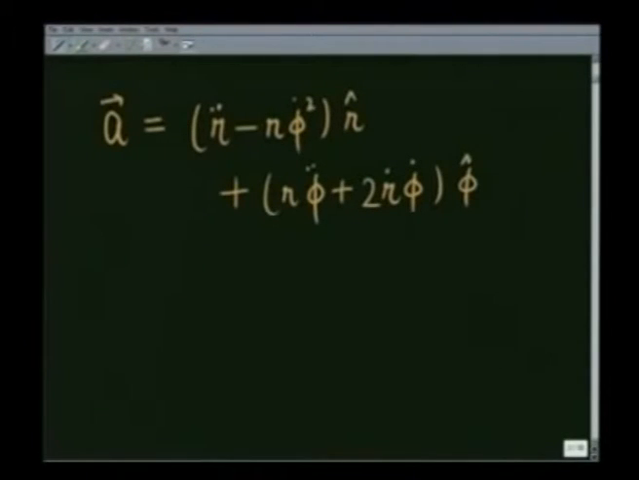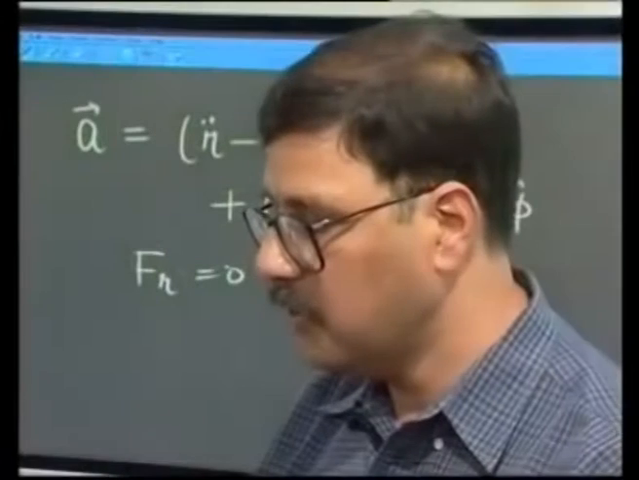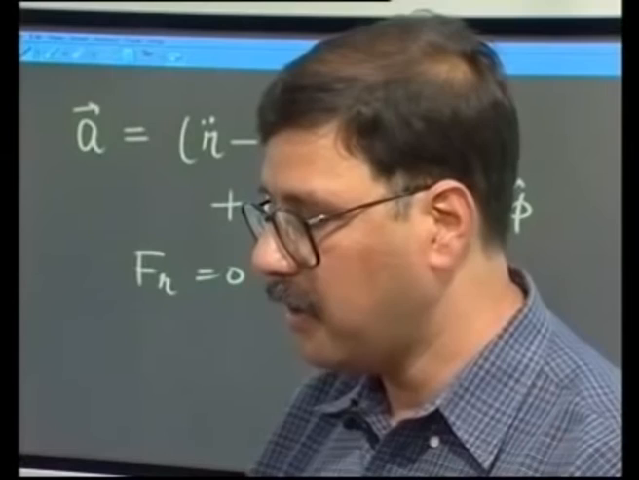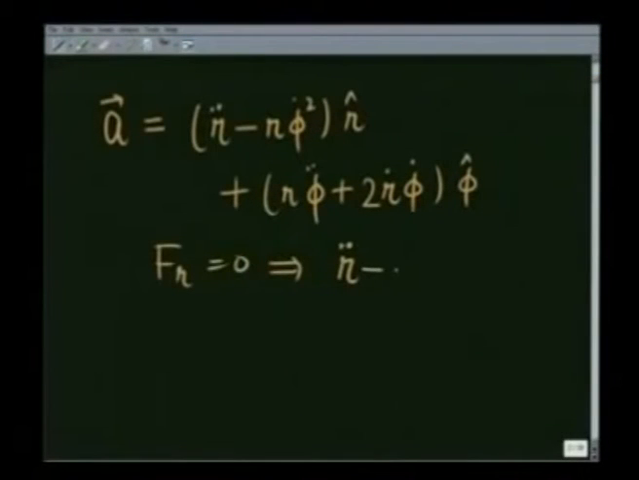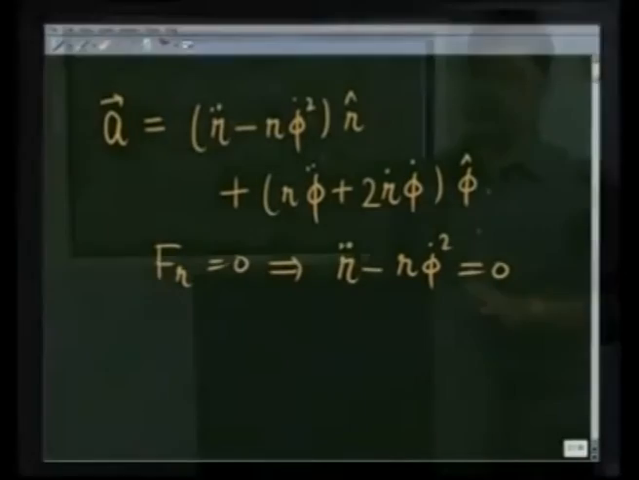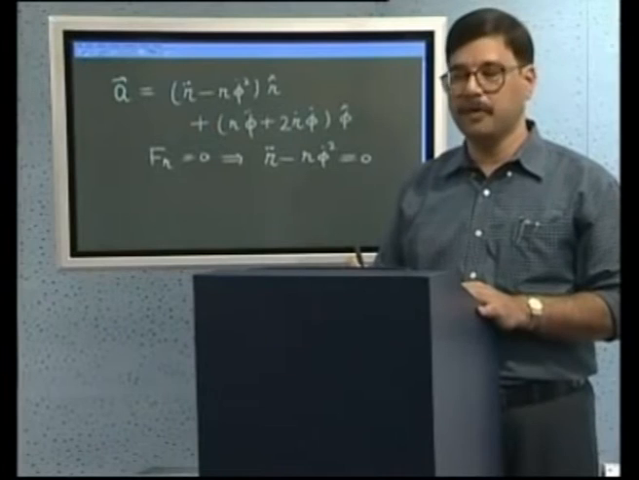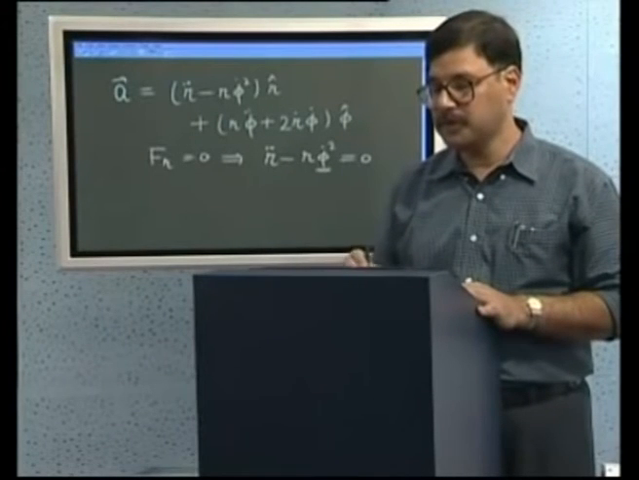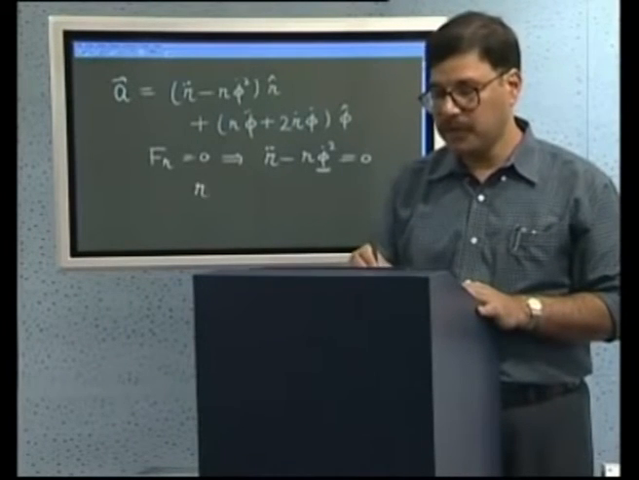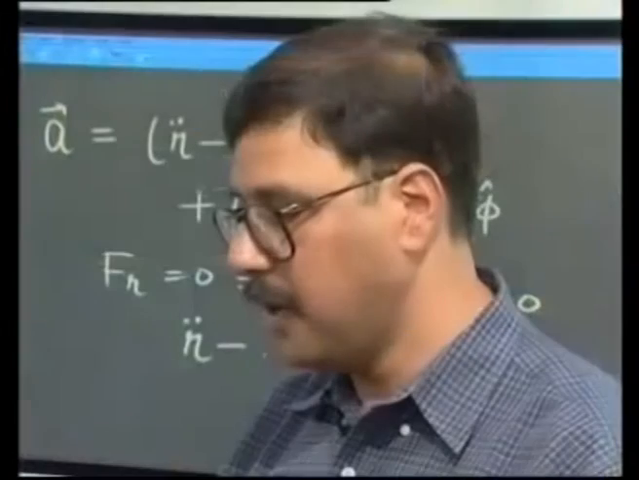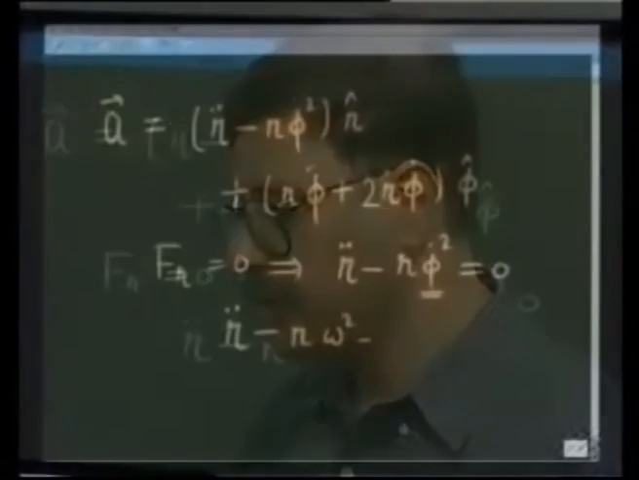in phi direction. As I have just told you, F r is 0 and this implies r double dot minus r phi dot square is 0. Since I know that the particle is moving with a constant angular speed, phi dot is a constant which is equal to omega. Therefore, the equation becomes r double dot minus r omega square is equal to 0.